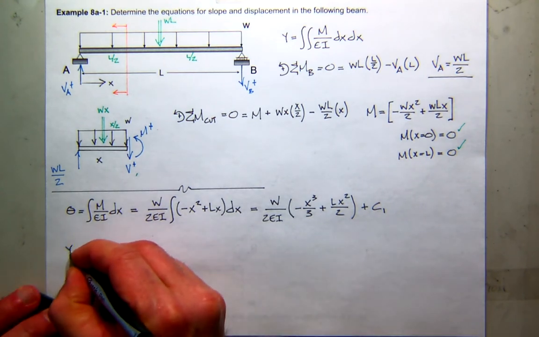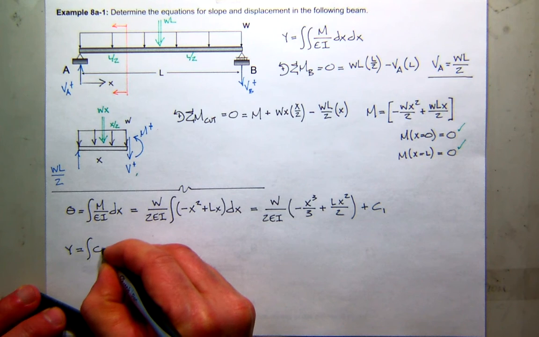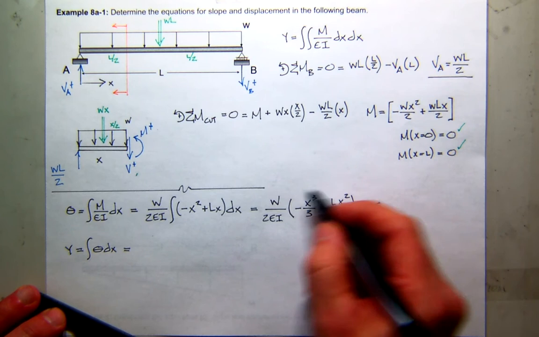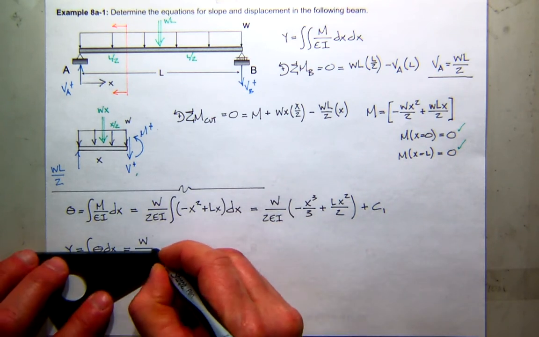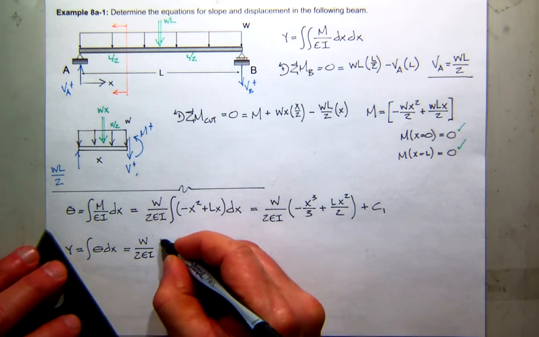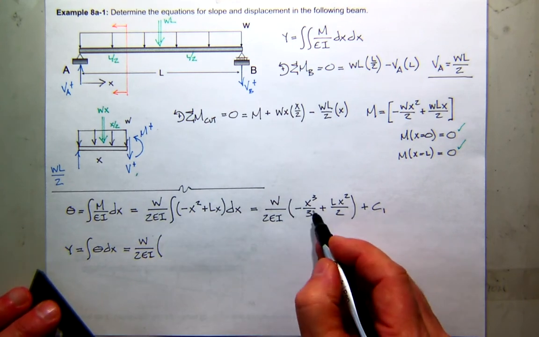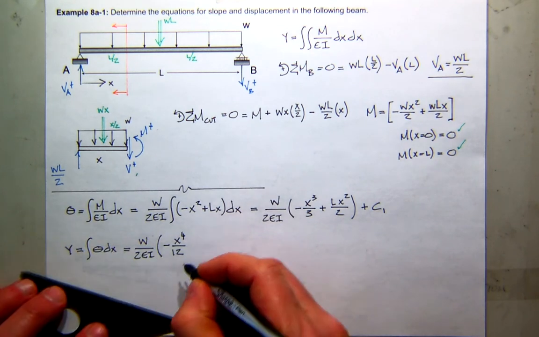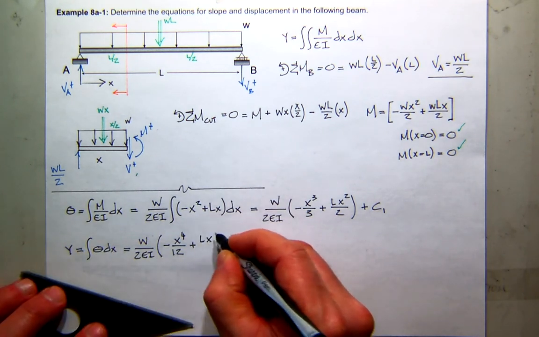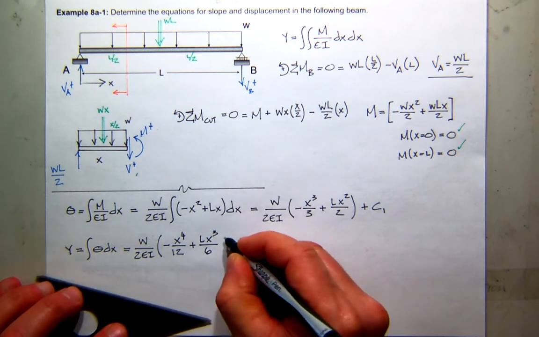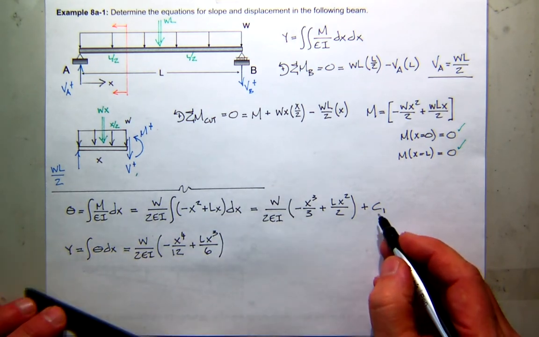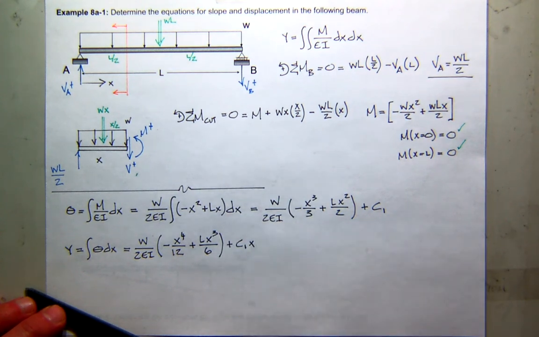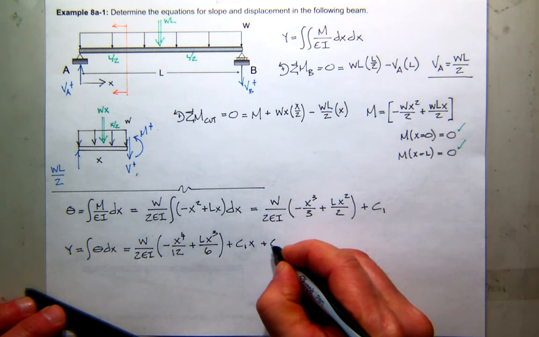So now when I go to a displacement, I'm going to integrate my slope. So I'm going to integrate this thing. Well, again, W over 2EI is a constant. So let's integrate these terms. I'll get minus x to the 4th over 12 plus Lx cubed over 6. What's the integral with respect to x of C1? C1x. And then a new integration constant, call it C2.